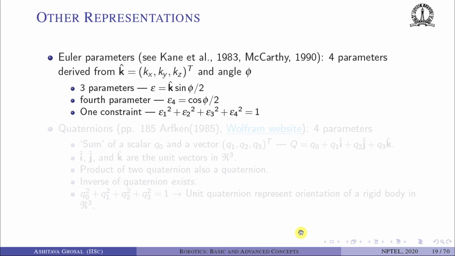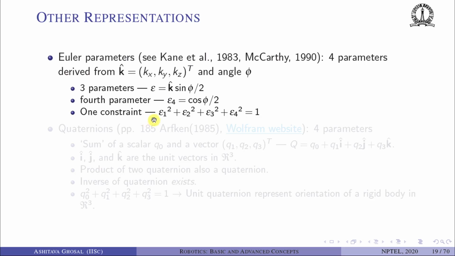Okay, now let's look at some other representation of orientation. So I have shown you the rotation matrix with Rij, I have shown you k and phi, and I have shown you Euler angles, three Euler angles. We can also have something called Euler parameters. We can look at these books by Kane and McCarthy. So these are four parameters which are derived from k and phi. They are not exactly equal to k and phi. The three parameters are k into sine phi by 2, and the fourth parameter is cos phi by 2.